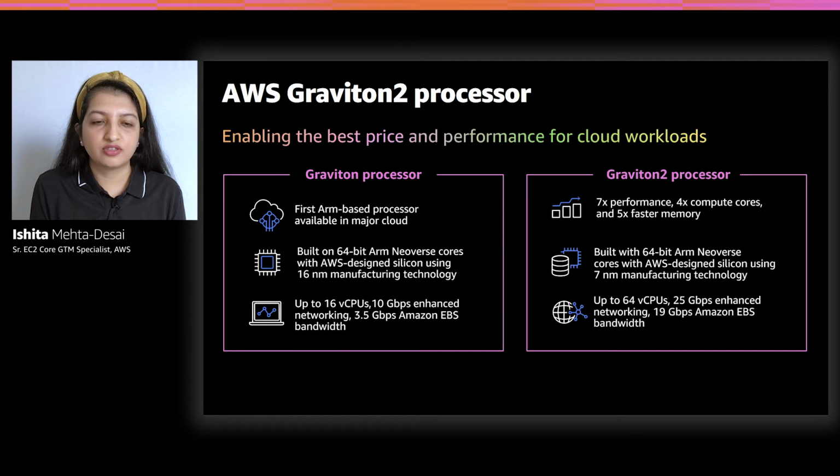The AWS Graviton 2 processor delivers up to 7x better performance, 4x the number of compute cores with more support for ML, video, and HPC, and 5x faster memory than the previous generation, including DRAM encryption. Graviton 2 based instances support up to 64 vCPUs, 25 Gbps of enhanced networking bandwidth, and up to 19 Gbps of Amazon EBS bandwidth. And this is enabling customers to do some amazing things and bring better workloads to our ARM ecosystem.